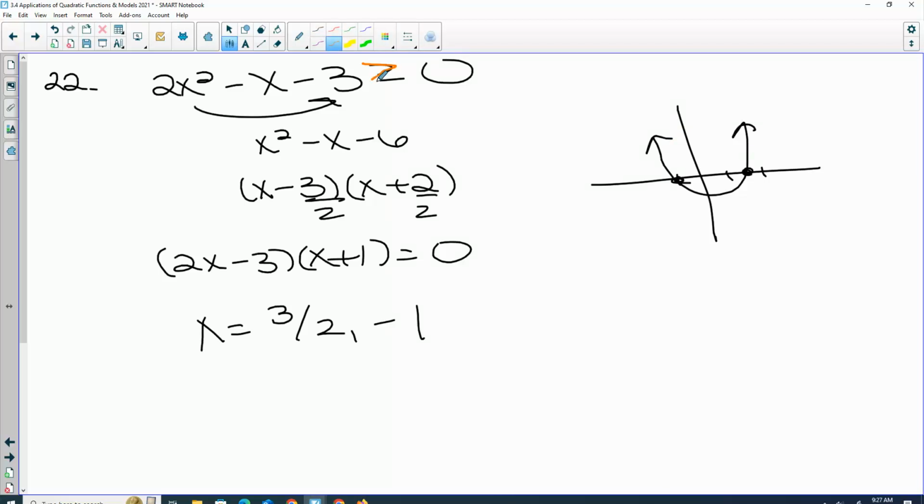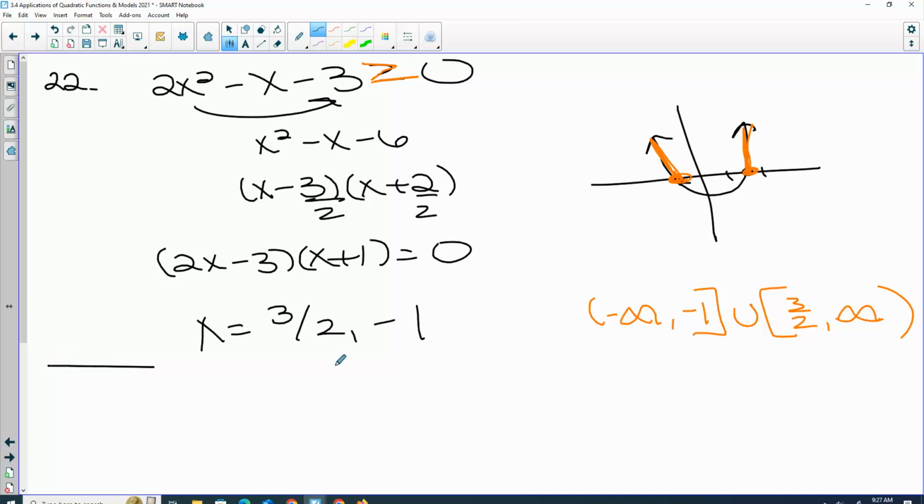Greater than or equal to. Equal to means I'm including these points. Greater than would be above the axis. So again, we get 2 parts. You give me the interval. First one's coming from -infinity until I get to -1. We hit the -1, so it's a bracket. Union. Next one picks up at 3/2 and goes to +infinity. So solve them like an equation, then draw your picture and do the inequality.